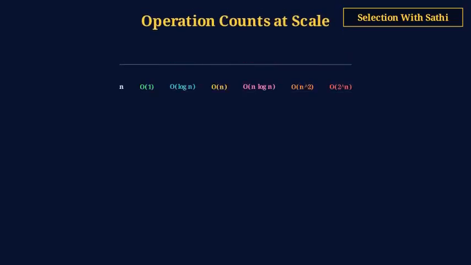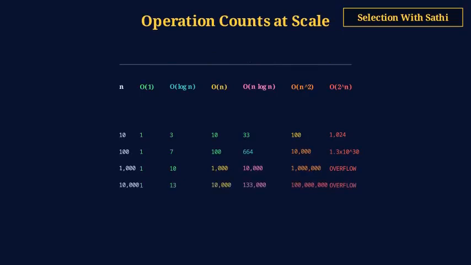Let us put real numbers to these growth rates. Look at the operation count table on screen. For n equals 10, O of 1 gives 1 operation. O of log n gives 3. O of n gives 10. O of n log n gives 33. O of n squared gives 100. And O of 2 to the n gives 1024.